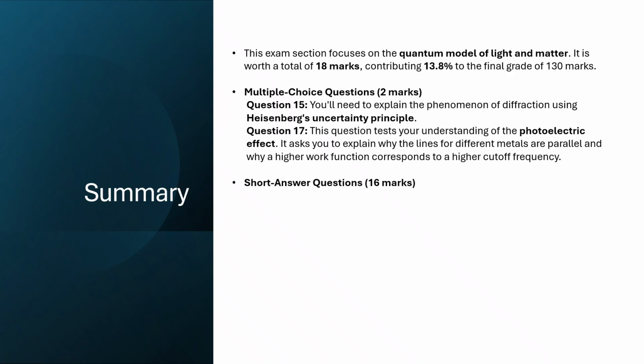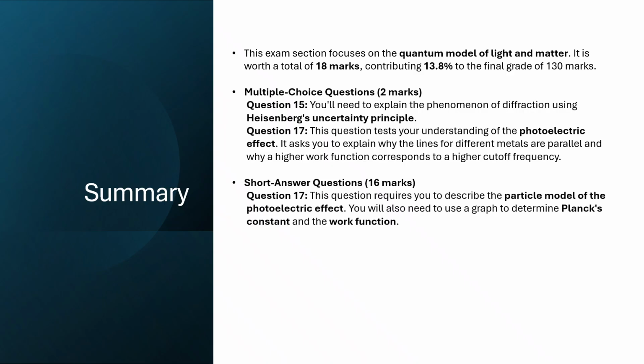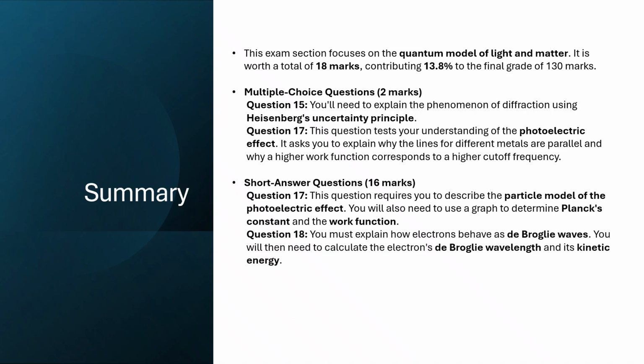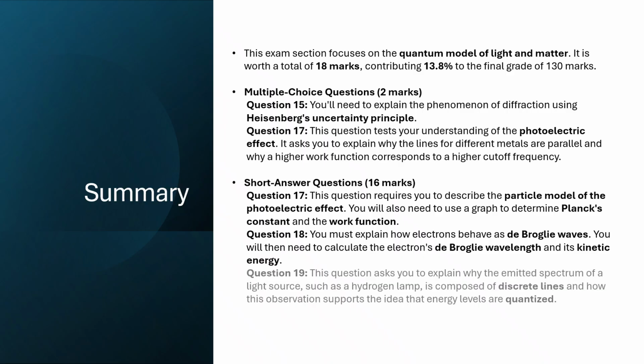Short answer questions, 16 marks. Question 17. This question requires you to describe the particle model of the photoelectric effect. You will also need to use a graph to determine Planck's constant and the work function. Question 18. You must explain how electrons behave as de Broglie waves. You will then need to calculate the electron's de Broglie wavelength and its kinetic energy. Question 19. This question asks you to explain why the emitted spectrum of a light source, such as a hydrogen lamp, is composed of discrete lines and how this observation supports the idea that energy levels are quantized.